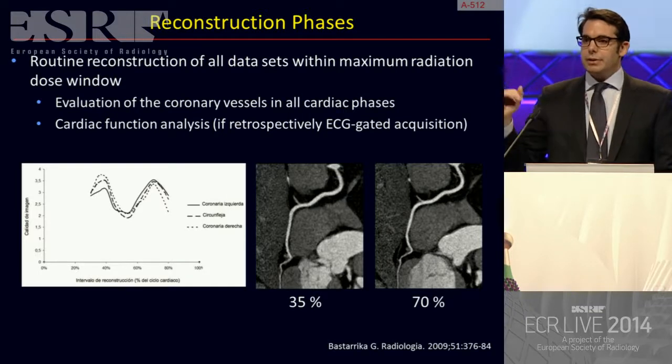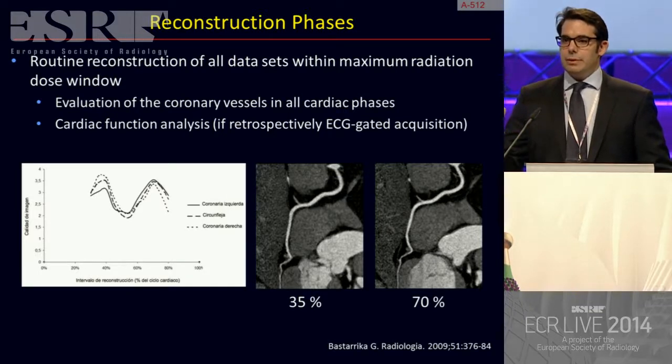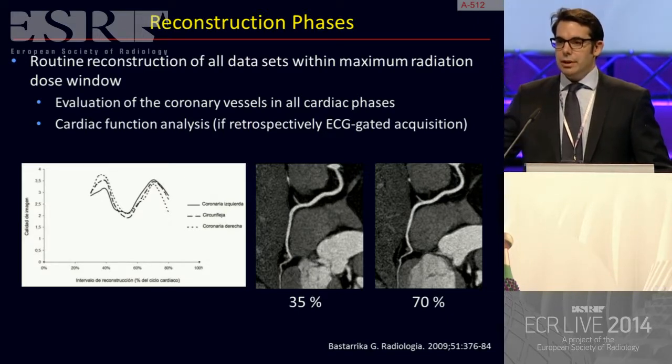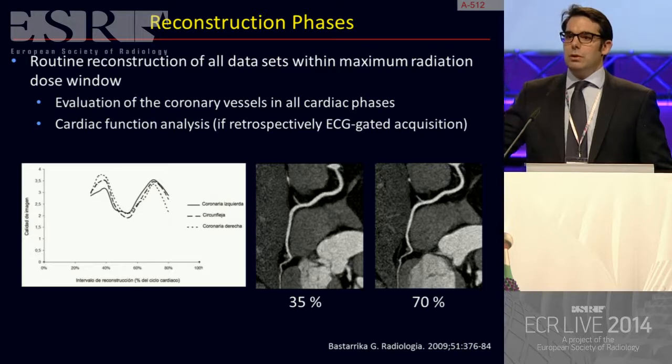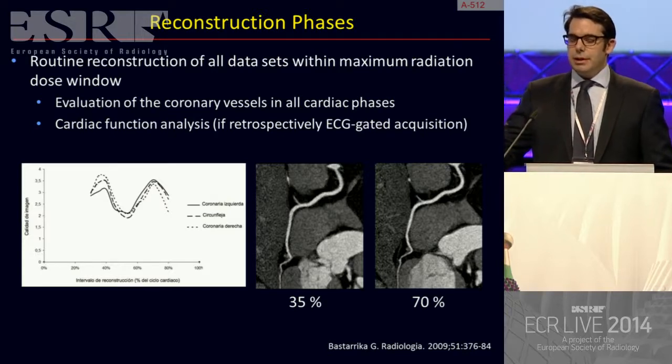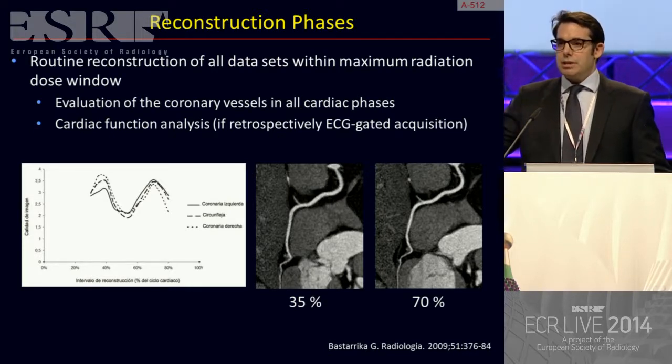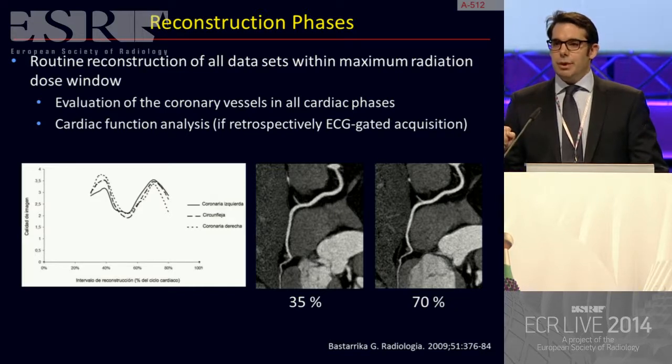And the RCA and the circumflex are mostly well seen on systole, most frequently, the LAD in diastole. If the heart rate is low, less than 60 beats per minute, everything in diastole will be well assessed. Whereas if the heart rate is higher, probably we will have to move to systole. Remember this, please.